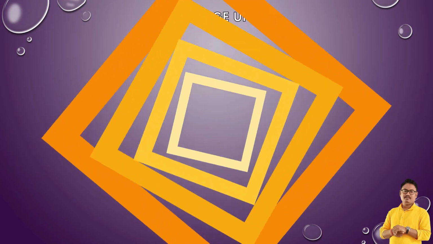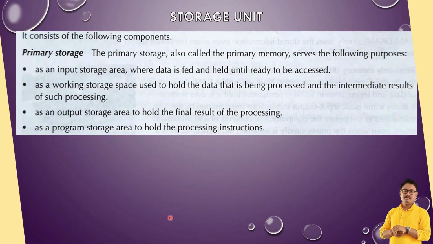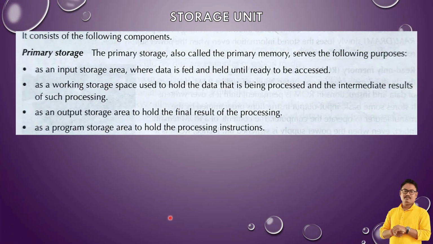Next is the storage unit. The storage unit consists of the following components. First is primary storage. RAM is also called the primary memory, and the hard disk is also memory. It is a storage unit where you can store the data. Before storing in the hard disk, the data first goes and is stored in the primary memory, which is RAM. So the storage unit consists of primary storage and secondary storage. Today we are going to learn primary storage.